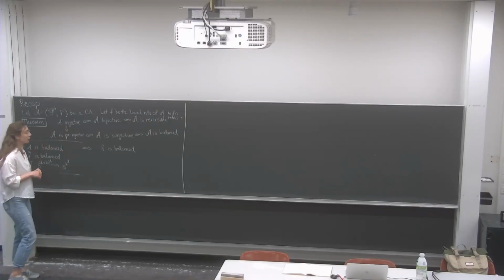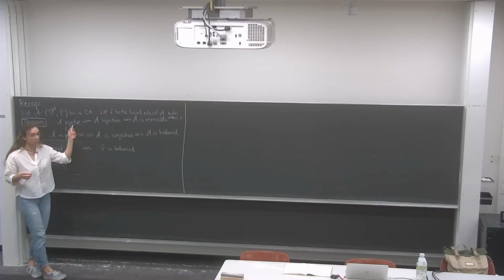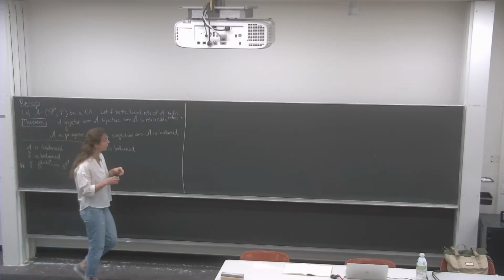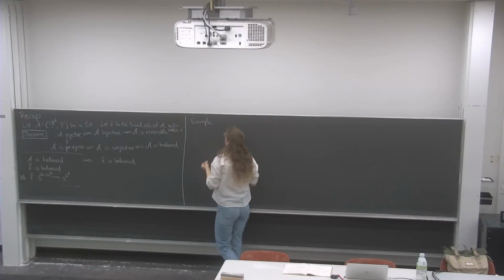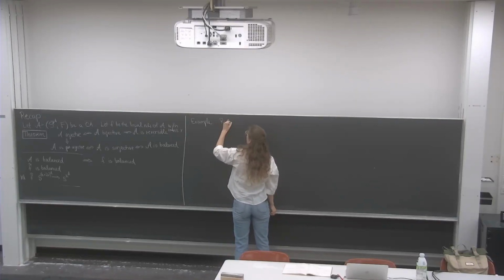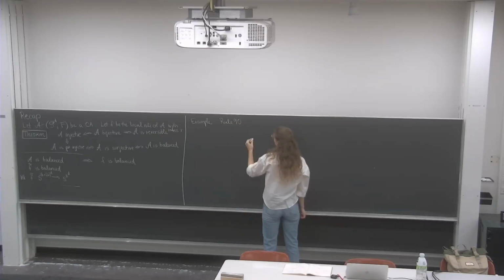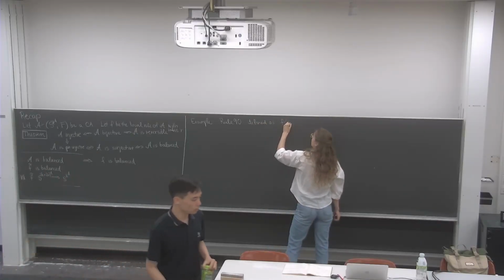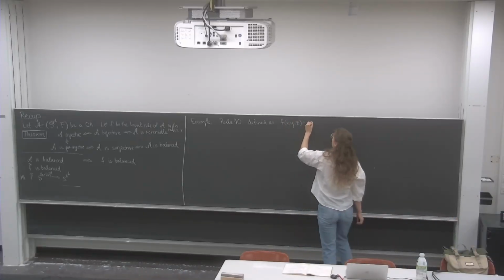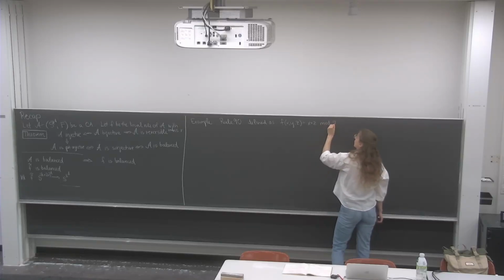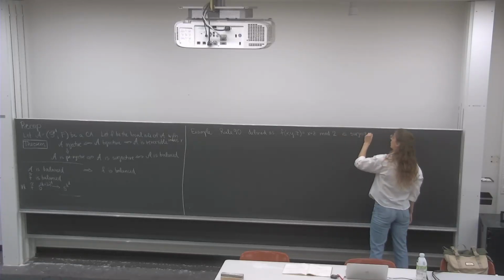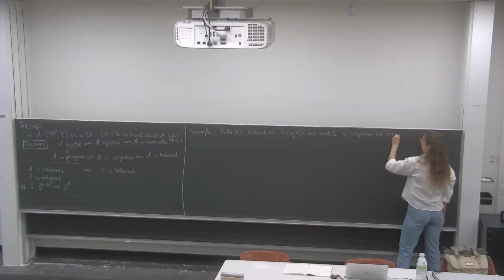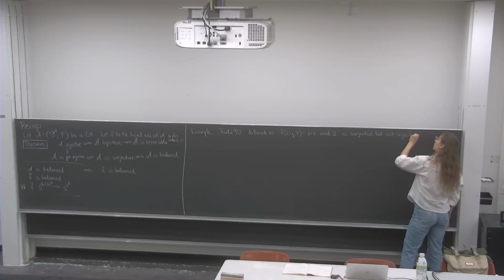And I promised I will show you an example of a CA that is surjective but is not injective, so that we know that injectivity is a strictly stronger property. So let's do that. Rule 90, which is just defined as f of x, y, z is x plus z modulo 2, is surjective but not injective. So let us look at why.